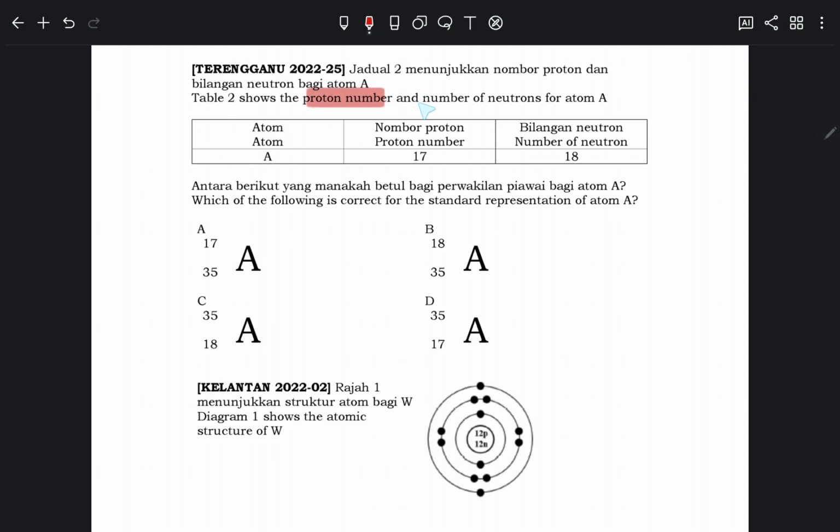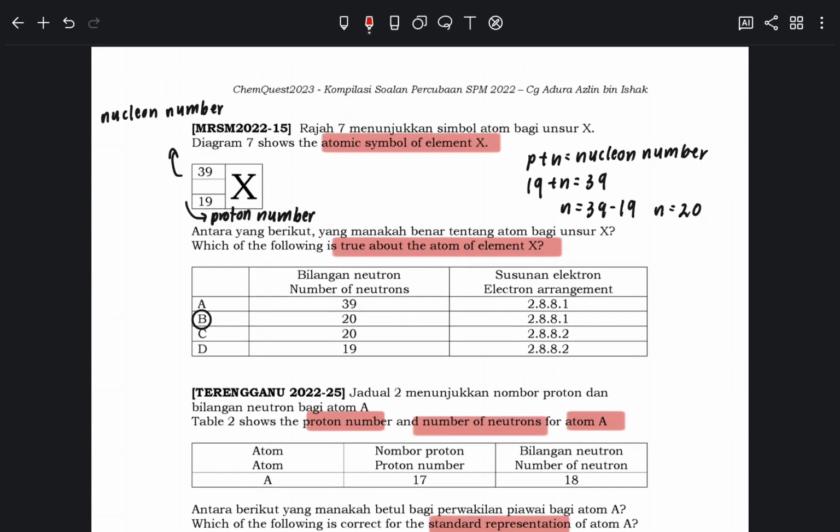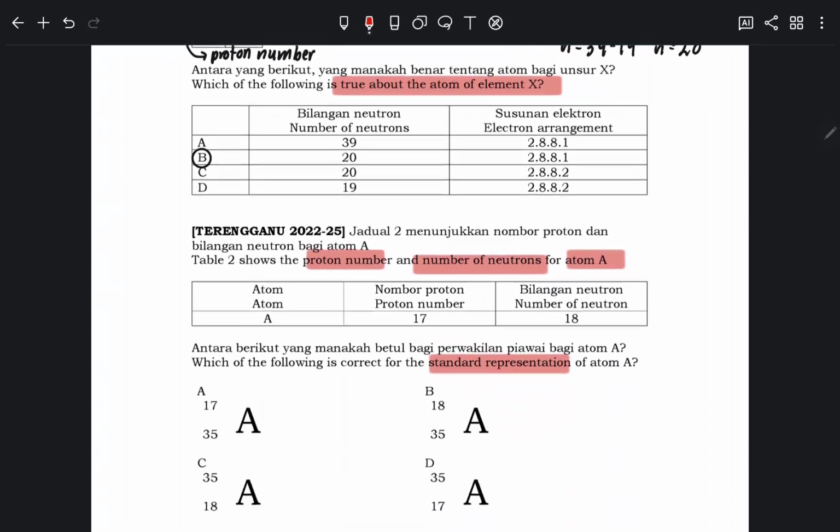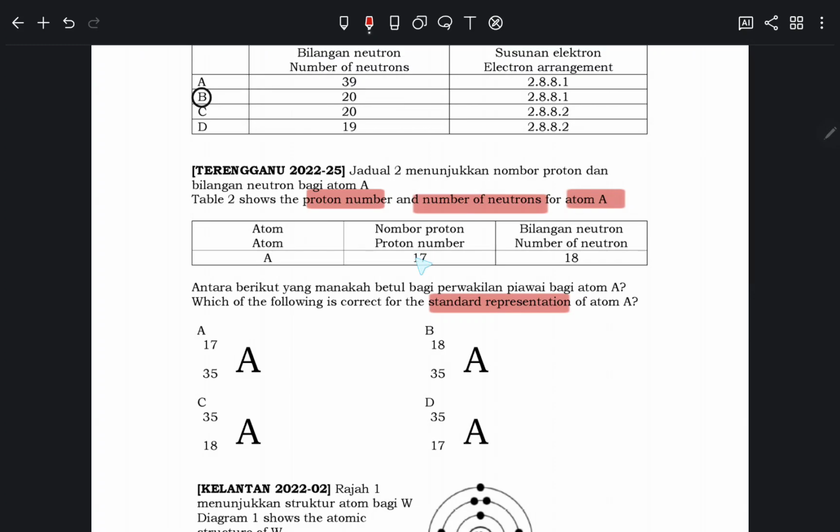Proton number and number of neutrons for atom A. So how many protons does atom A have? 17. How many neutrons? 18. Then they ask for the standard representation. One thing my teacher told me is that for standard representation, the number at the very top would be very big. Why? Because the top number is the nucleon number. Nucleon number is proton plus neutron, so the value will be bigger. So proton plus neutron is 35. So obviously A and B are wrong. So C and D.